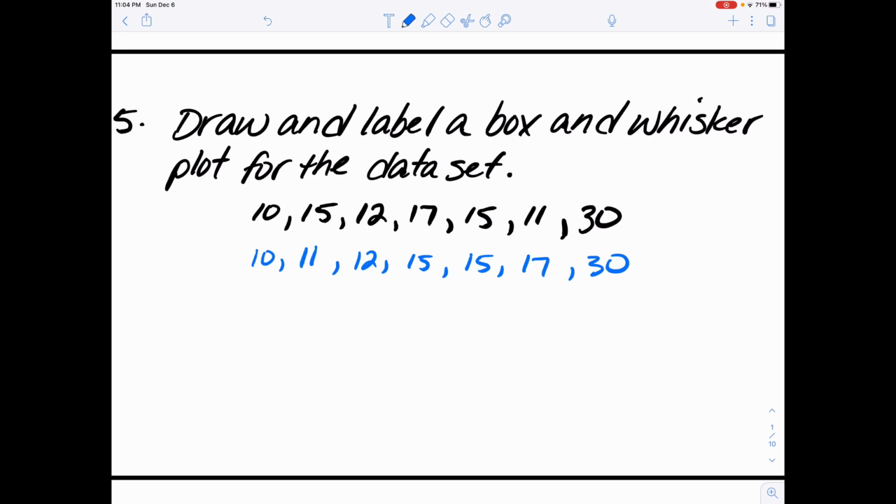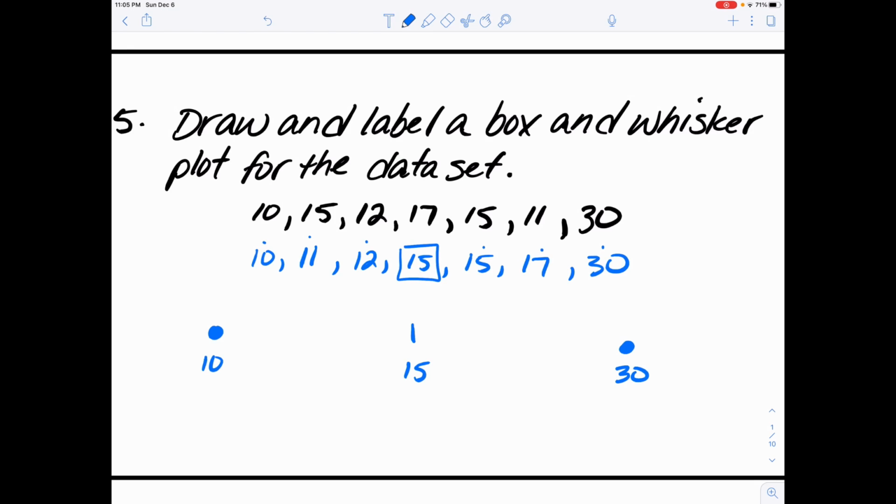The next step for our box and whisker plot is we'll identify the lowest value of the set, or the minimum value. In our case, it's going to be 10. We'll go ahead and identify our maximum, or largest value of our data set, which happens to be a 30. And then to build the box part of our box and whisker, we need to identify the median as our first step. And remember, we do that by working our way towards the middle of the data set. In our case, our median value, exactly in the middle here, is a 15.